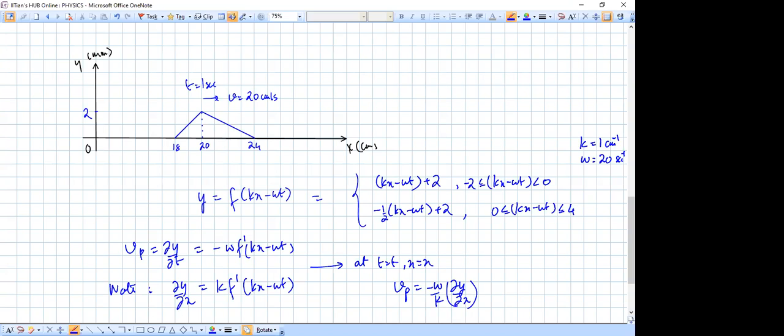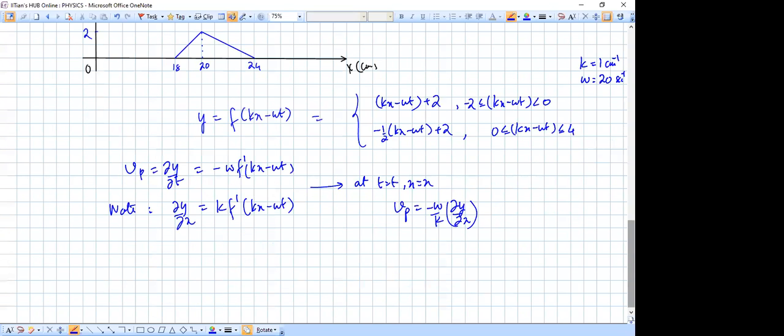But remember y was in millimeters, like this. So we can make use of this, where del y by del x at any point is the slope of the tangent at this snapshot picture.